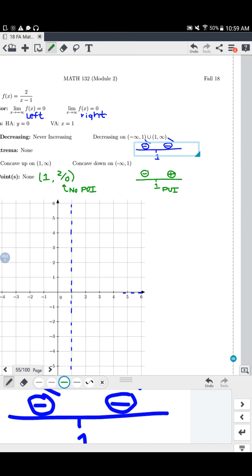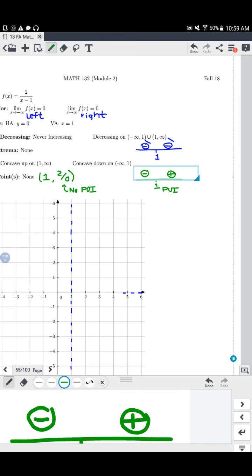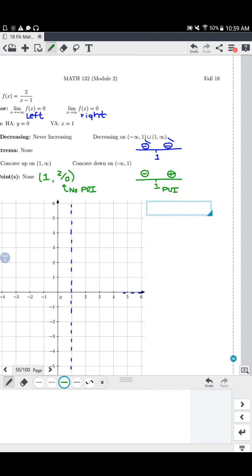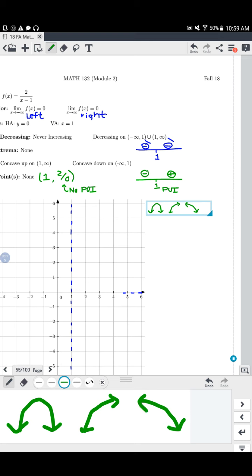So before 1, my sign chart says that I'm decreasing and concave down. So let's use that concave down. We'll draw our 3 options. It's either a full U, it's the left side of the U, or it's the right side of the U. So I need to figure out which one's decreasing and concave down.